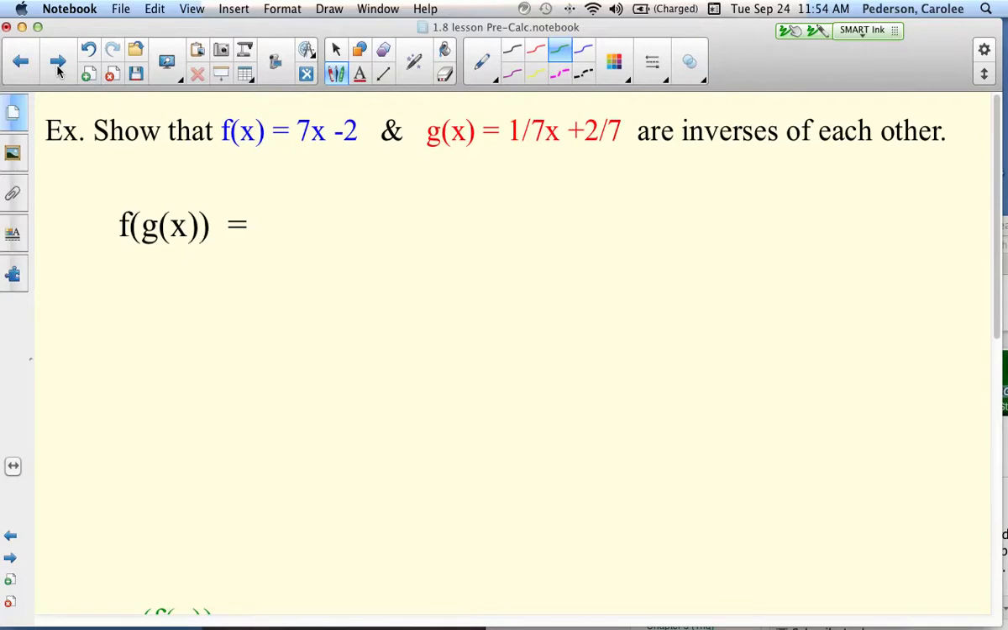Here's our example. We have a function f of x, which is in the blue, and then we have another function g of x, which is in the red. And we want to show that these two are inverses of each other. So we'll pretend we've already gone through taking this blue equation, done the 4 steps, and now this is my inverse. So we're going to do the composite both times, f of g and g of f. So let's start with f of g of x.